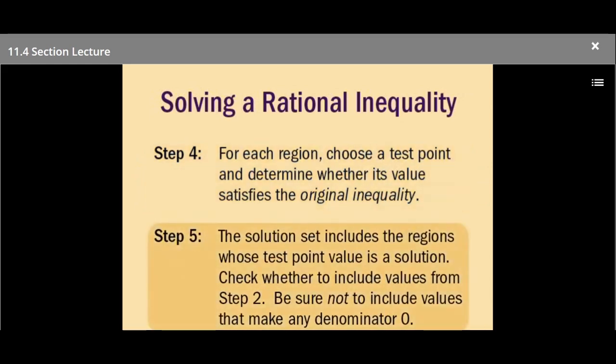And then step 5, the solution set includes the regions whose test point value is a solution. Check whether to include values from step 2. Be sure not to include values that make any denominator 0.